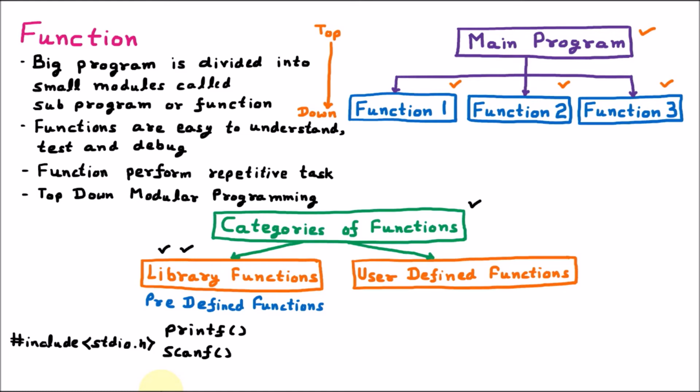There are so many other functions, like clrscr for clearing the screen, or maybe getch for holding the screen. They are part of conio.h. Just like we have the function pow for power or sqrt for square root. These are part of math.h. So there are various libraries and various functions which are defined. They are called the predefined functions.